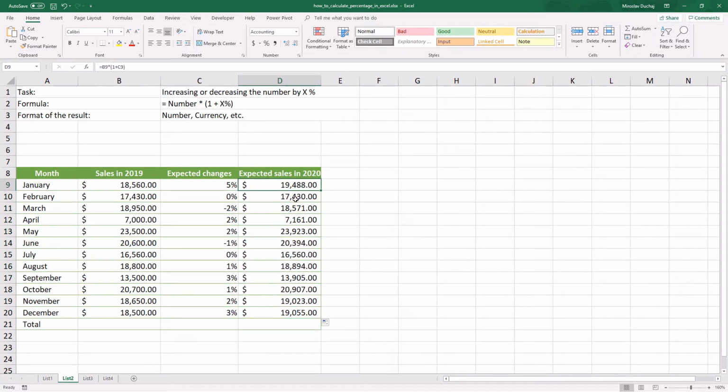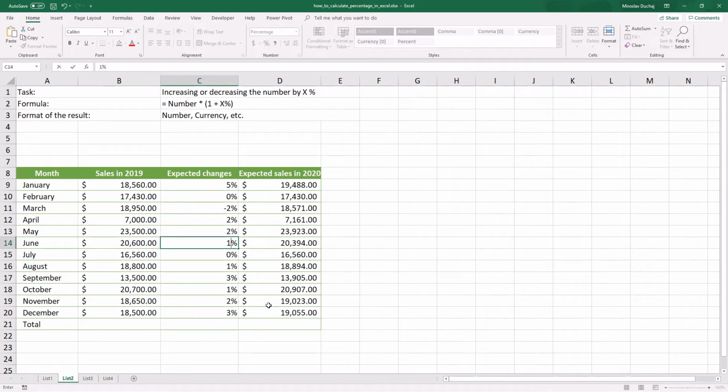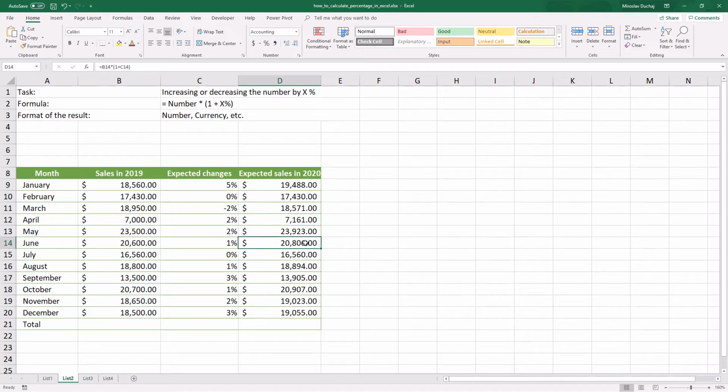We are going to show again why it's important to always have plus sign in the formula. Let's imagine that in June we don't want to decrease the value by 1%, but actually increase the value by 1%. How many formulas do we have to change? Any. We just have to change the percentage value from -1% to +1%. Format of the result is in dollars.